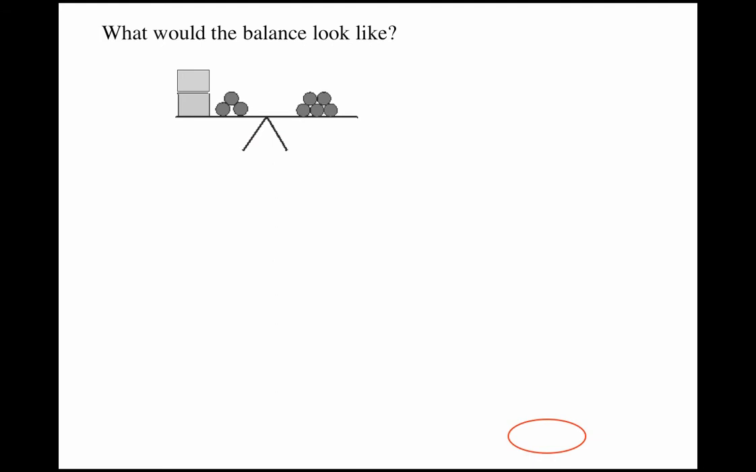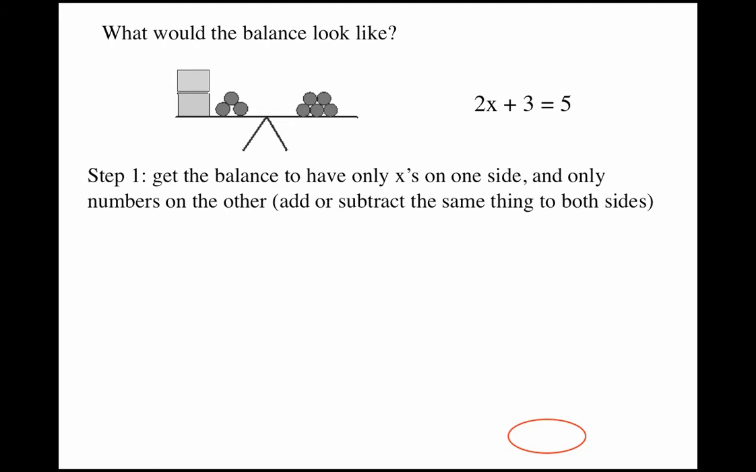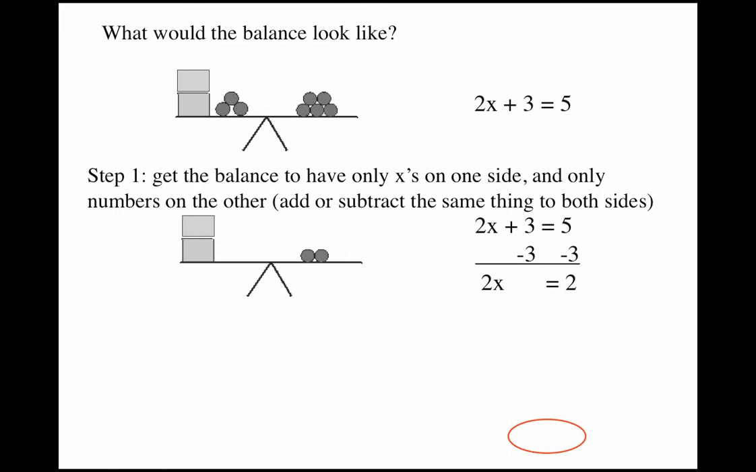So here's another example. This balance goes with the equation 2x plus 3 equals 5. Step 1 is I want to get the balance so that it has only x's on one side and only numbers on the other. To do this, I'm going to either add or subtract the same thing to both sides. In this case, I see that if I take 3 marbles away from both sides, I'll end up with just x's on the left and just marbles on the right. The algebra for that looks like this. Subtract 3 from both sides and you get 2x equals 2.